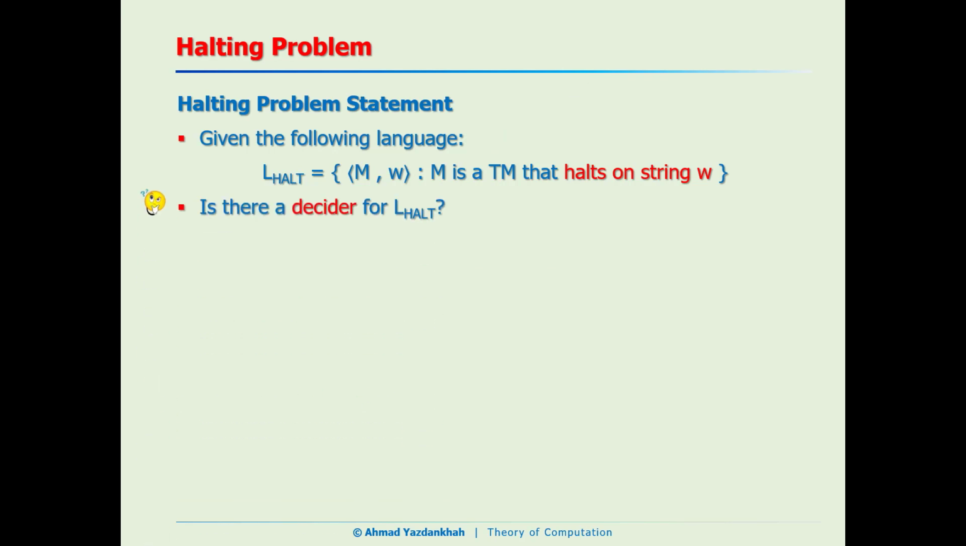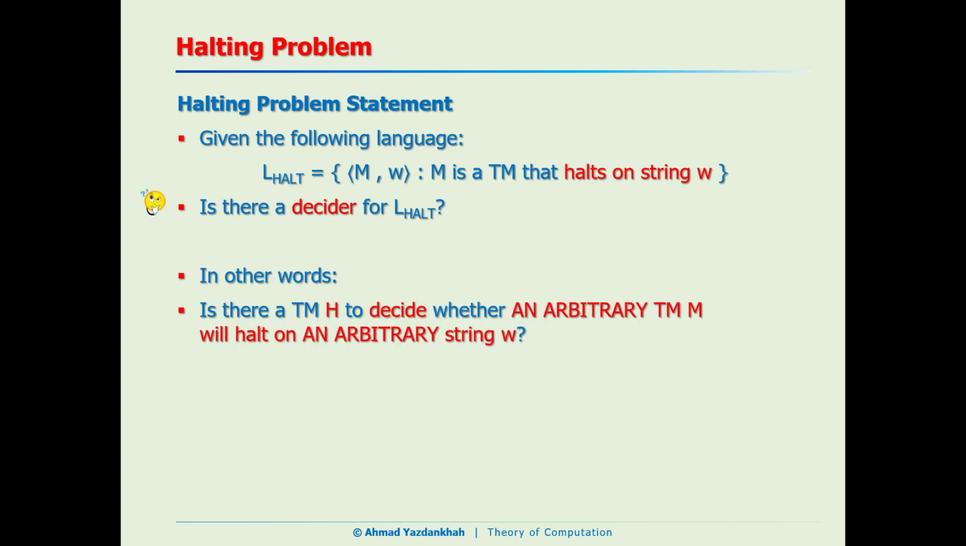Now the important question: is there a decider for L halt? Is there a decider? A decider, we know, is a Turing machine. Can we create a Turing machine that accepts this language? And of course, it needs to halt because it's a decider. It does not fall into an infinite loop. Let's call it H. I emphasize here that we are looking for a Turing machine. Here I called it H because of the halt.